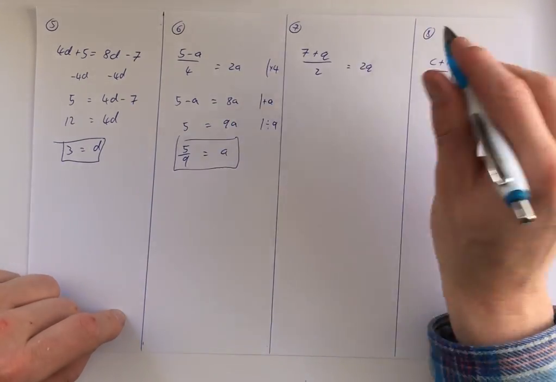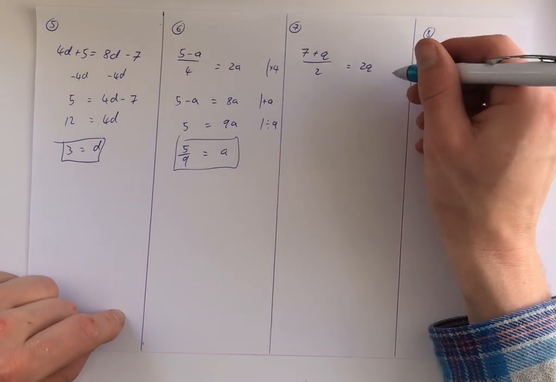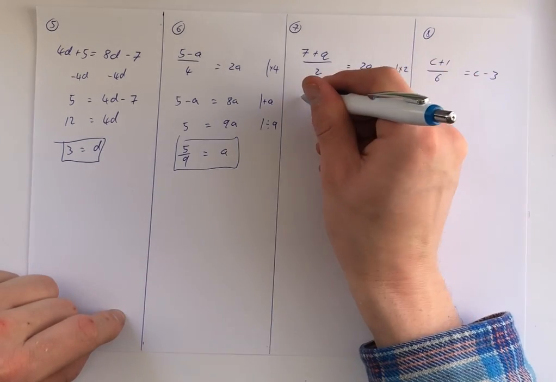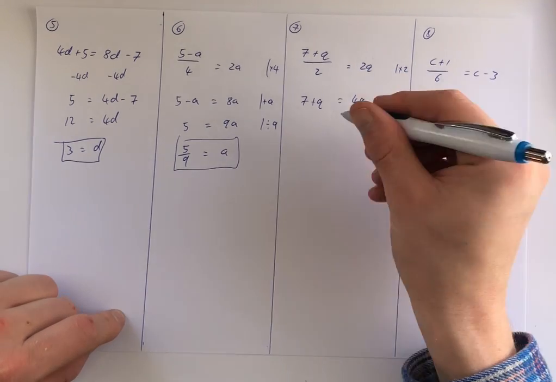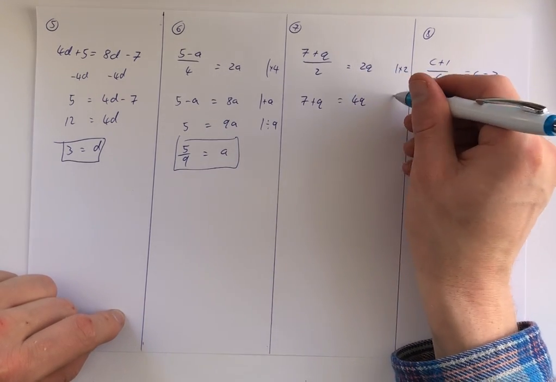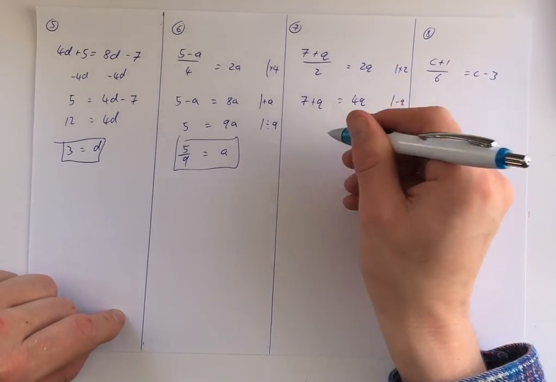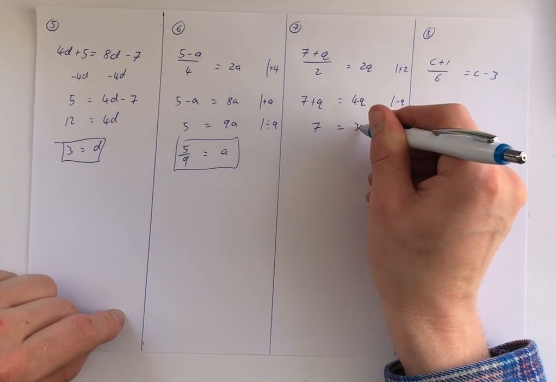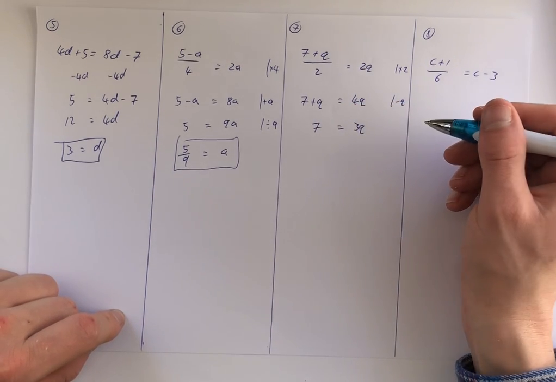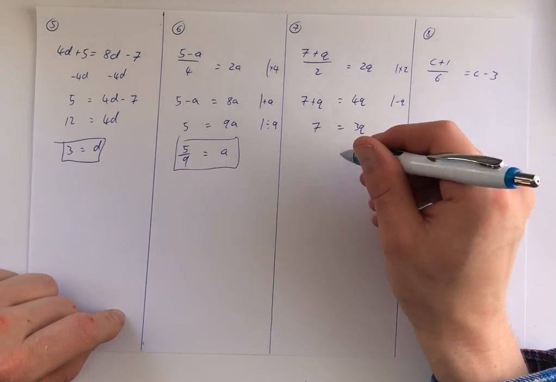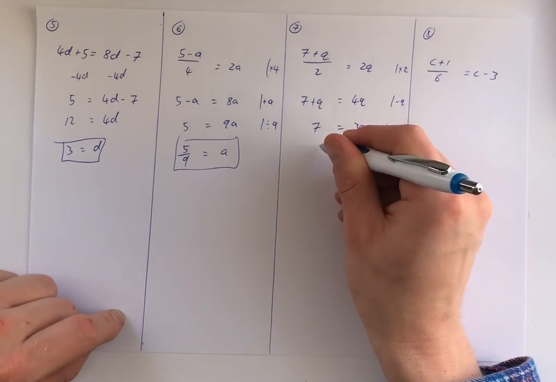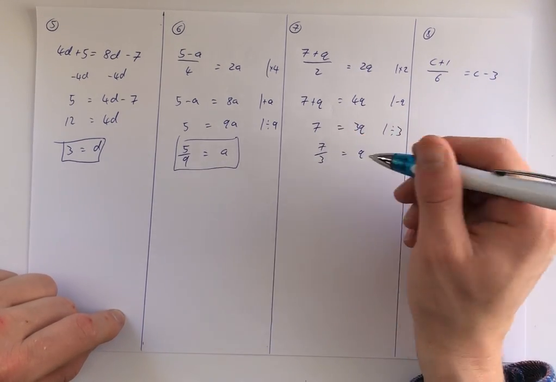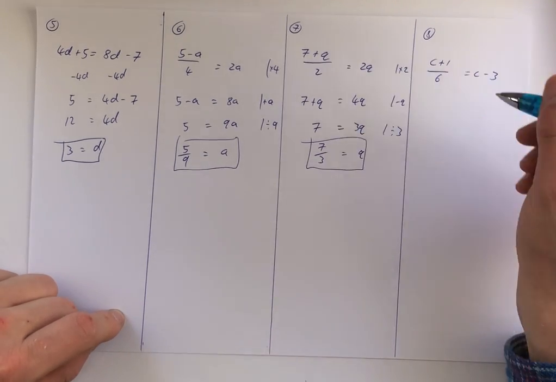Question 7, let's get rid of this denominator. Let's multiply both sides by 2, so that 7 plus q is equal to 4q. Now I just want q on one side, so let's minus that q off both sides. There we go. Now I don't want 3q equals 7, I just want q equals something. So I'm going to have to divide by 3. 7 over 3.